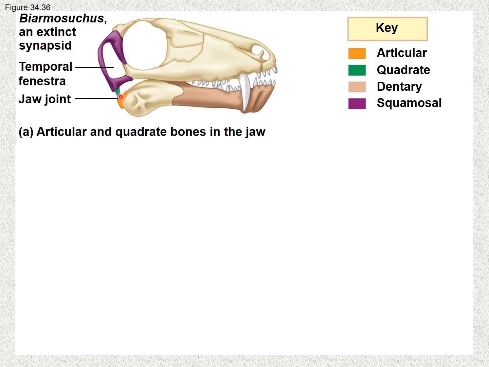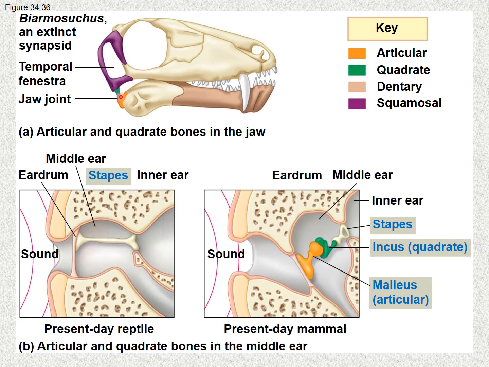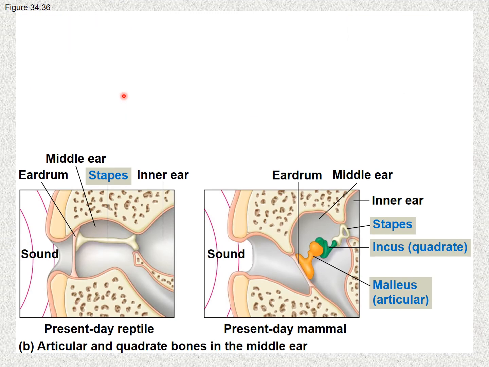Okay, so the jaw joints are thought, or hypothesized, to have evolved to create the middle ear in the mammals. As we can see, the middle ear is different between the reptiles and present-day mammals anyway.